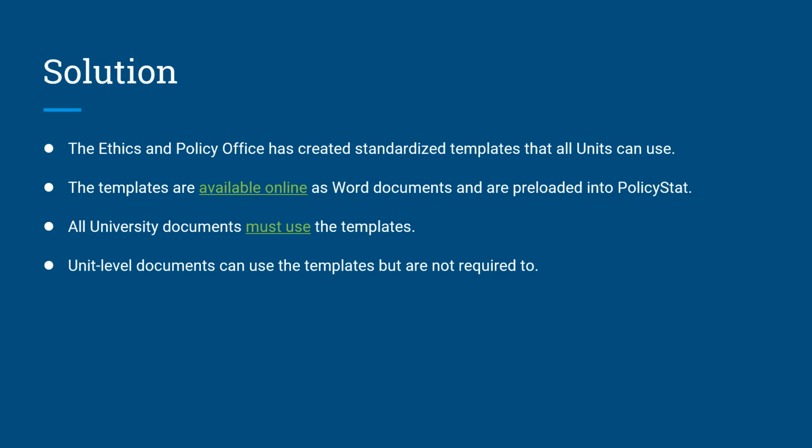Additionally, the UNC Standard on Policies requires that all university policies, standards, and procedures must use the standardized university templates. Unit-level policies, standards, and procedures do not have to use the unit templates, but the Office of Ethics and Policy strongly encourages it as a best practice.